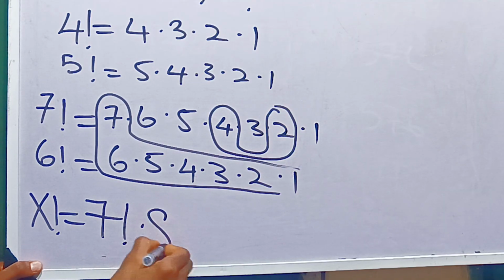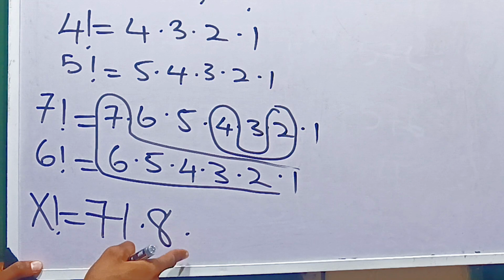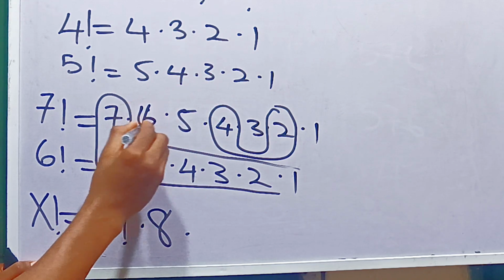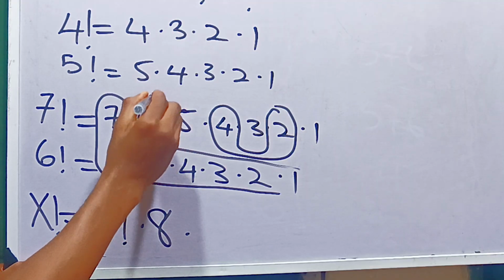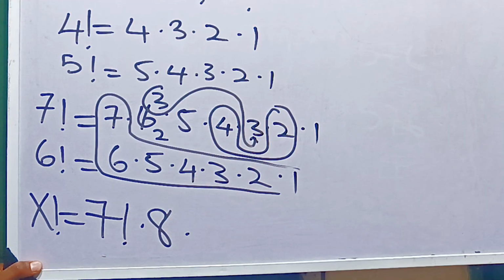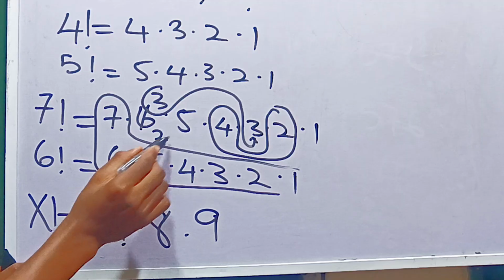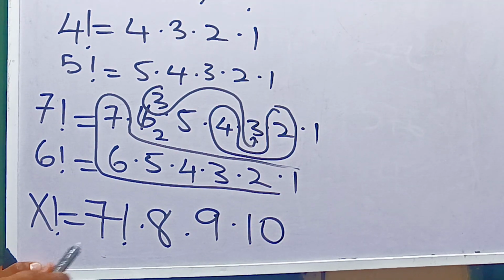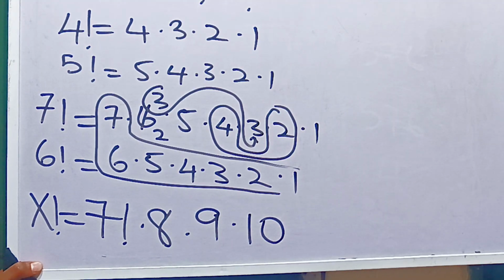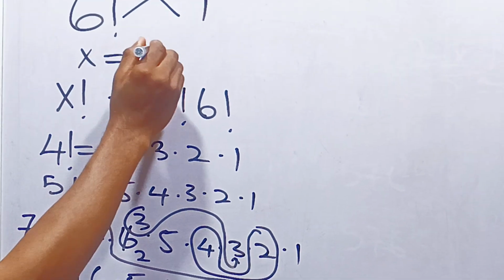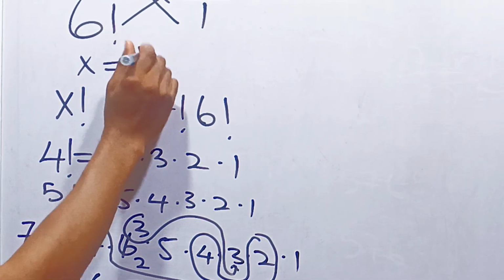So we have multiplied by 8, and the next number after 8 is 9, right? We can pick 3 from here, and what's left here is 2. That 3 can multiply this 3, so 3 times 3 is 9. What's left here is 2 and 5, and 2 times 5 is 10. So we can see that this is 7 factorial times 8 times 9 times 10, meaning that this is equal to 10 factorial. Hence, our x here is that x is equal to 10.